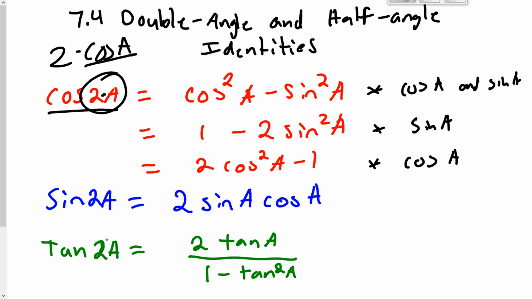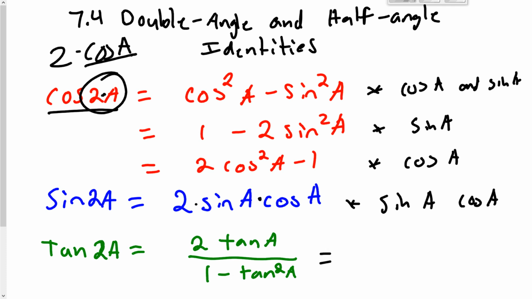Then sine of a double angle and tangent of the double angle just have one formula, and this is multiplication. All right, so this is 2 times sine of A, cosine of A. So for this one, you need to find sine of A and cosine of A in order to use that formula.